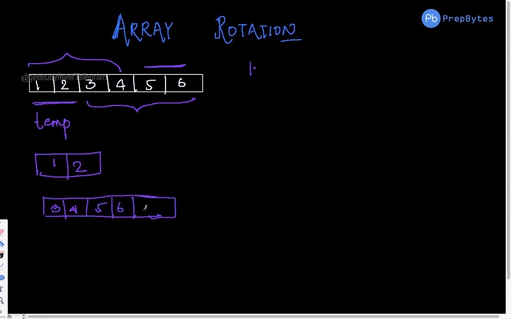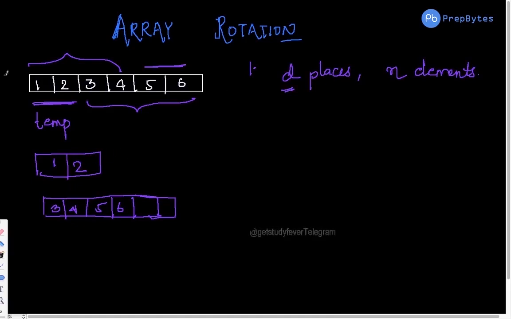Now what we have done is we have copied the 2 elements here. Let's say the rotation is done by d places, and we have n elements in the array. If d would have been 3, we would have copied 3 elements here. If it would have been 4, we would have copied 4 elements here.